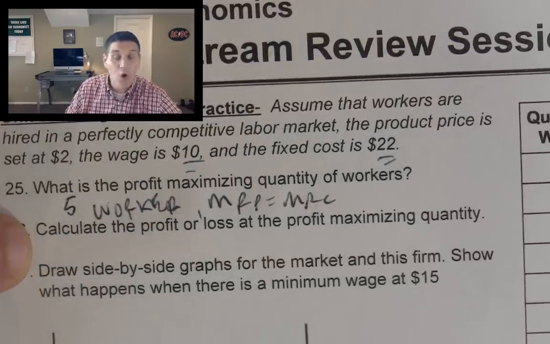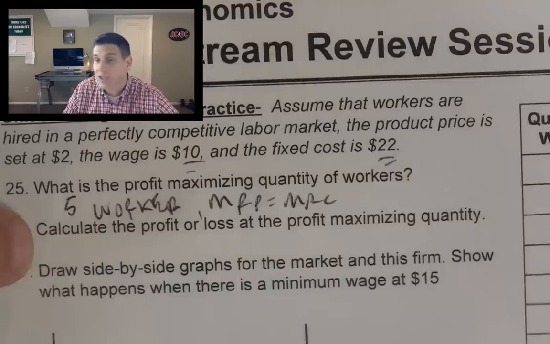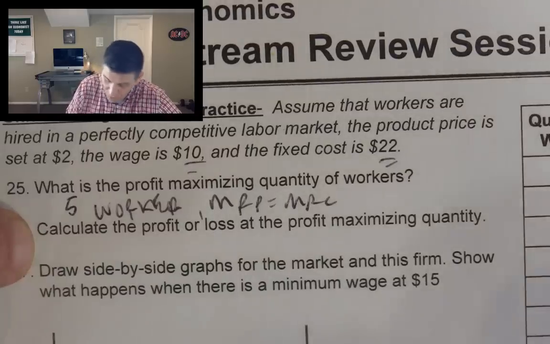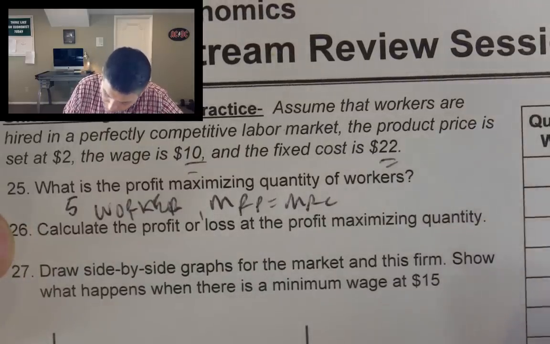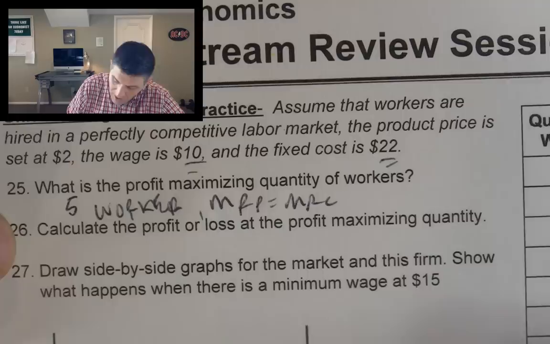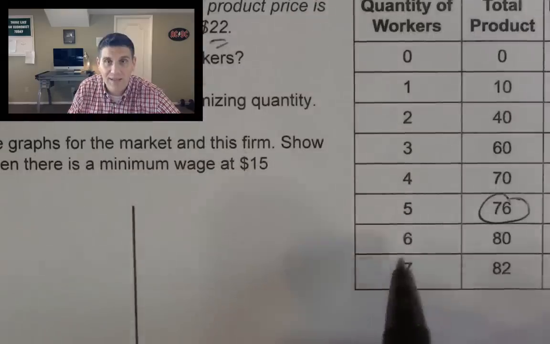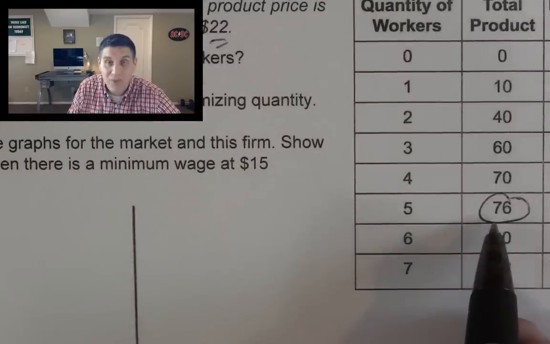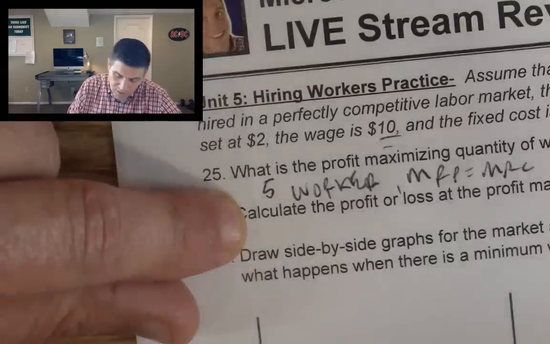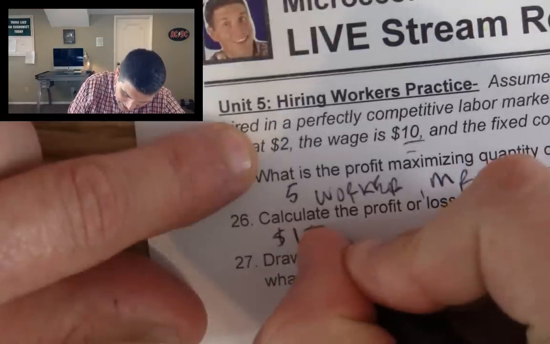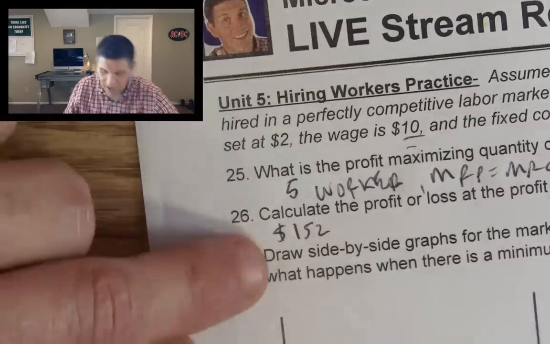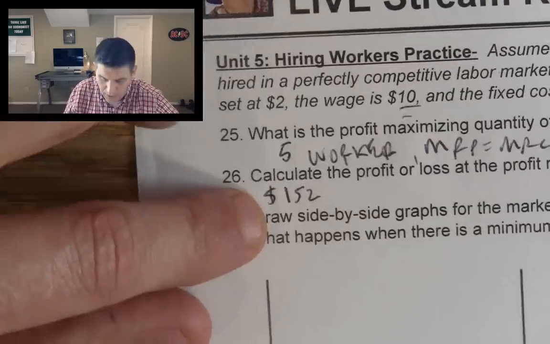So profit is total revenue minus total cost. First, we've got to start off with the total revenue. We know we're producing 76, right? So 76 total product. We're not producing 5 output. We're producing 76 output, and we are selling each one for $2. So the $2 price times 76 is $152 of revenue coming in to the company.